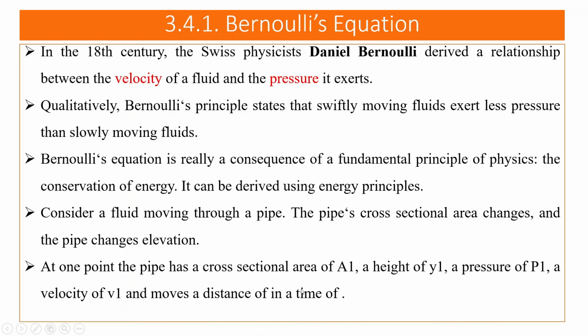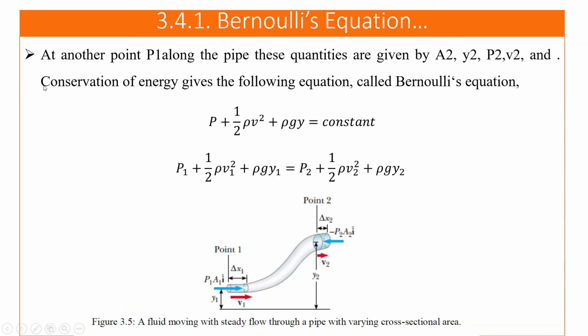Moves a distance in a given time. So consider another point. Let's say this is the first point, with P1, A1 and V1 at Y1, and the other one is at Y2. So in this case we have P2, A2 and V2. So conservation of energy gives the following equation.